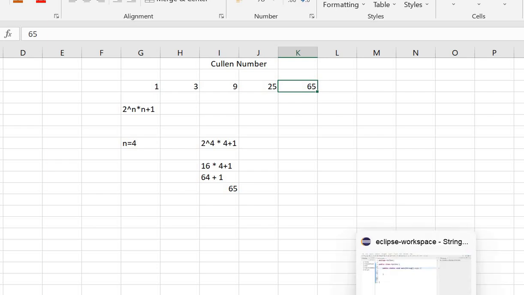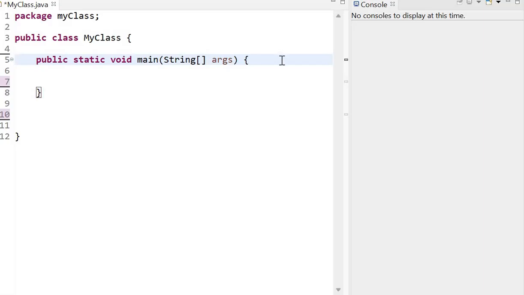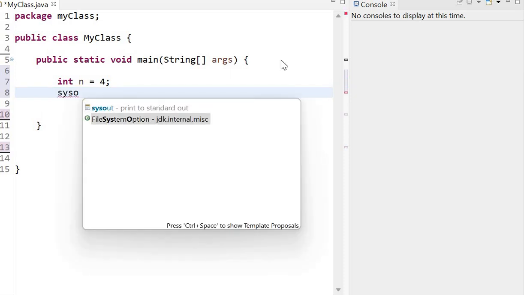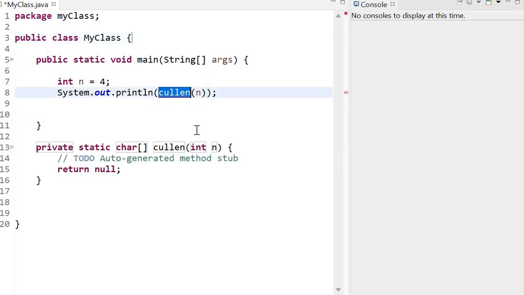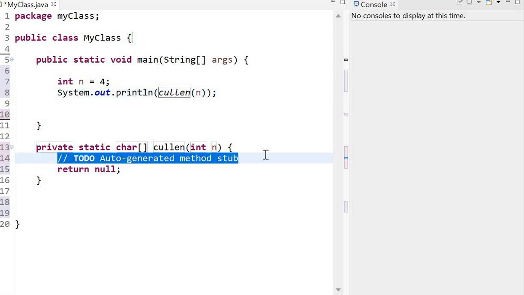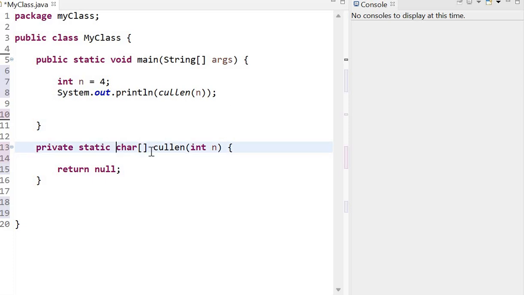Let us now move on to the coding section. So over here, I'll be taking a variable, say n is equal to, let us take 4, okay? As we will be doing one thing, I'll be creating a method. So I will be naming the method as Cullen method, okay? It is going to be a static method, and because it is accepting a number, it is going to return a single number, that is an integer number, right?